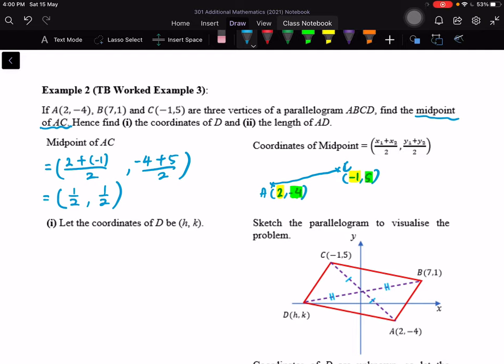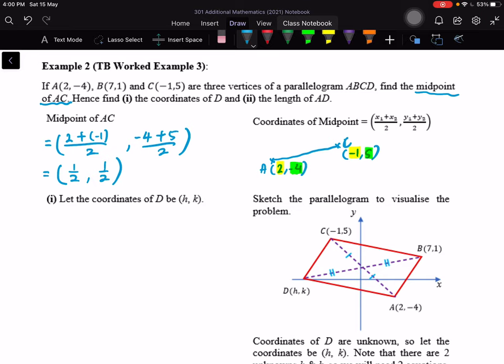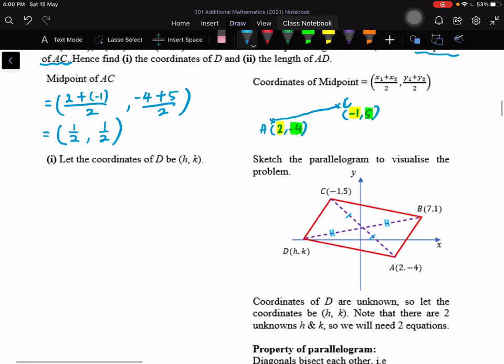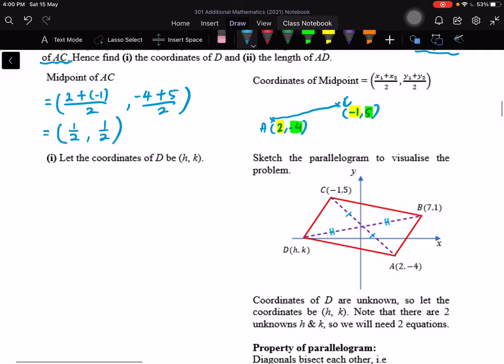Next, for part 1, find the coordinates of D. A, B, C, D are a parallelogram, so it is also read in this order: A followed by B followed by C followed by D. What you want to try to do is to sketch such a parallelogram to visualize the problem. Very often in this topic of coordinate geometry, it's very useful to draw the diagram to visualize and see how you can solve it.